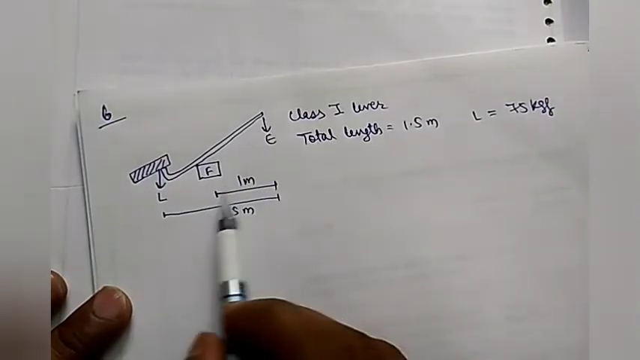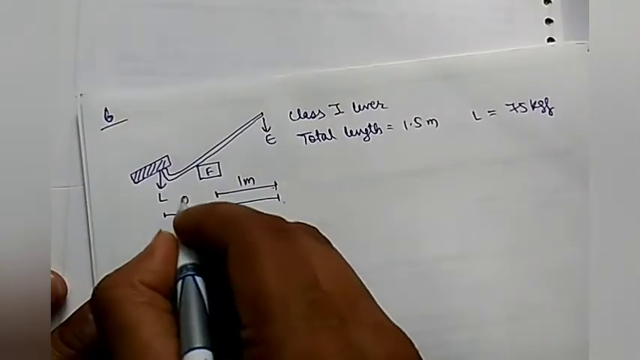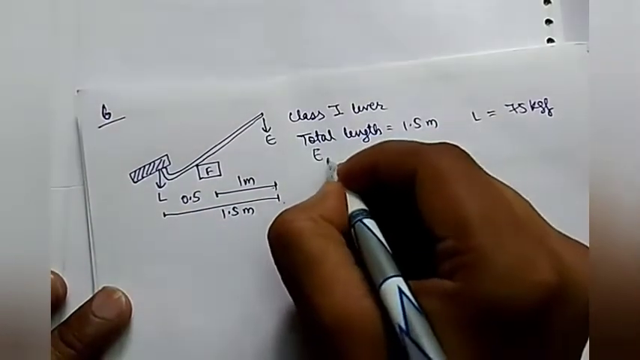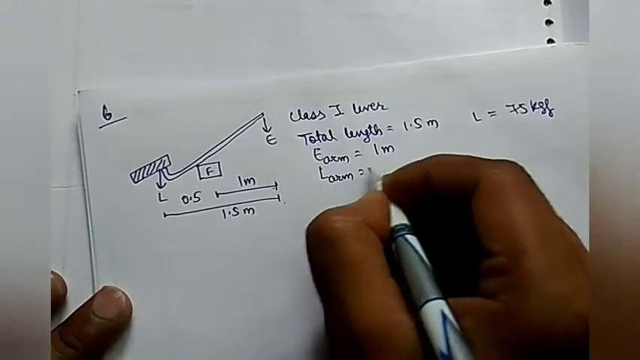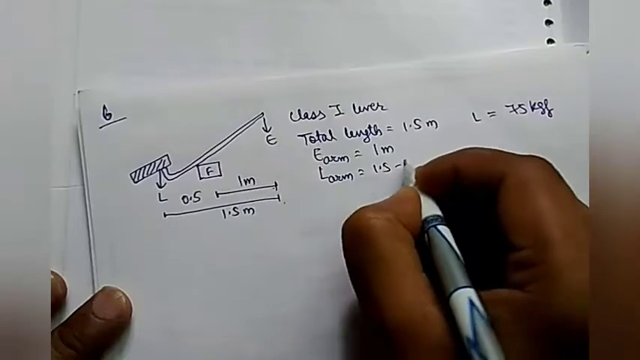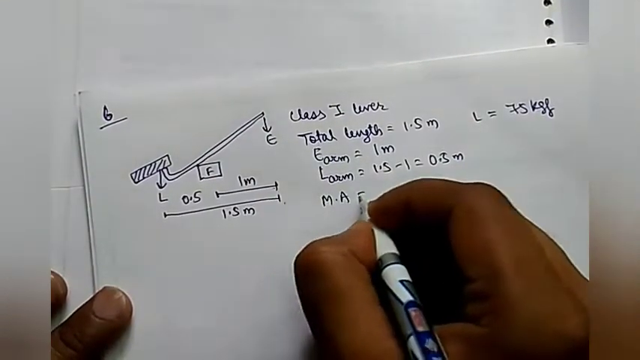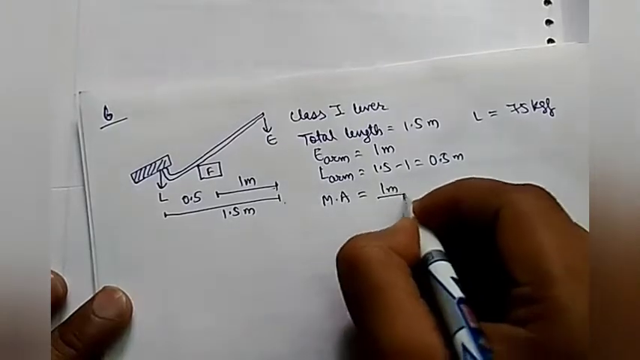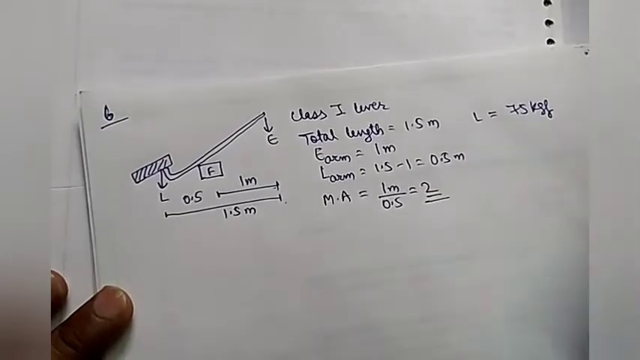हाथ तो यहाँ है. तो 1 मीटर यहाँ से यहाँ दूरी है और 1.5 मीटर टोटल लेंथ है. So the effort arm is equal to 1 meter. Load arm is equal to 1.5 minus 1, that is 0.5 meter. So the mechanical advantage is equal to effort arm by load arm, that is equal to 2. So the mechanical advantage is 2.